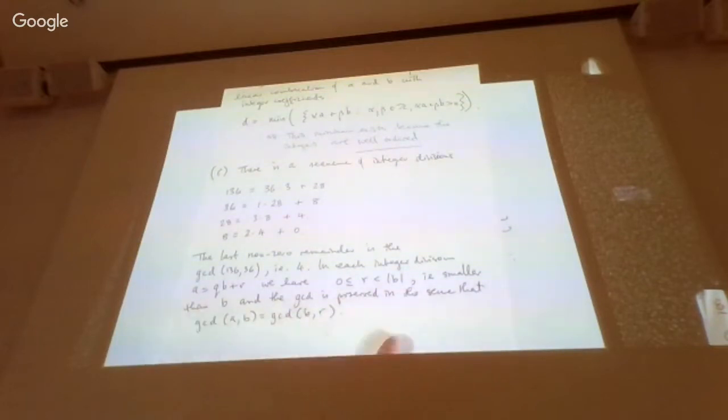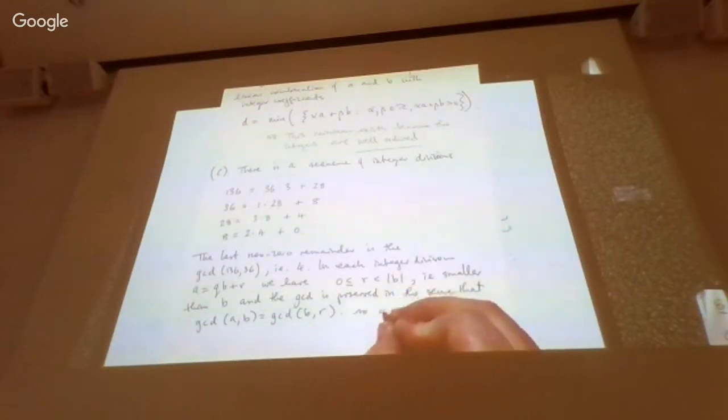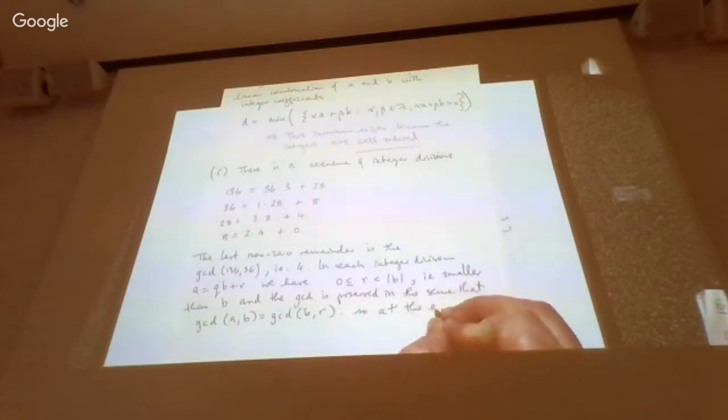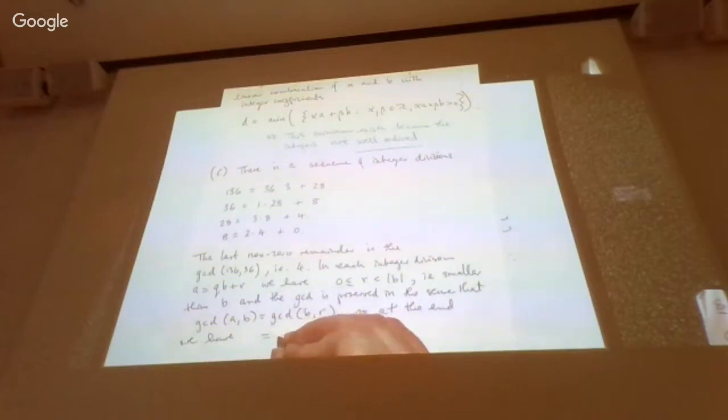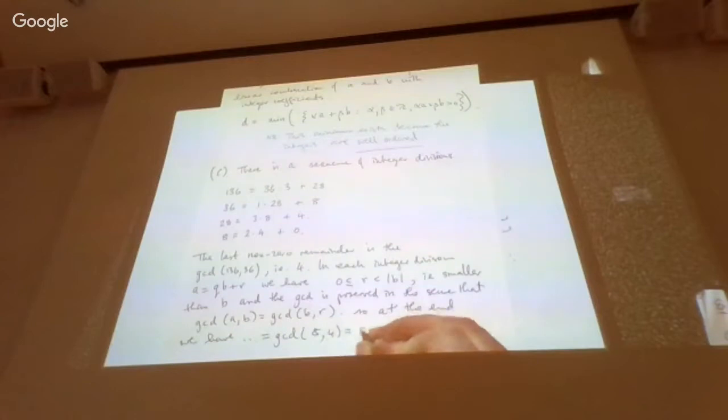So in each integer division, A is smaller than B, and the GCD is preserved in the sense that GCD of A, B is the GCD of B and R. So at the end we have GCD of 8 and 4 equals GCD of 4 and 0, which by definition is 4, because everything divides 0.